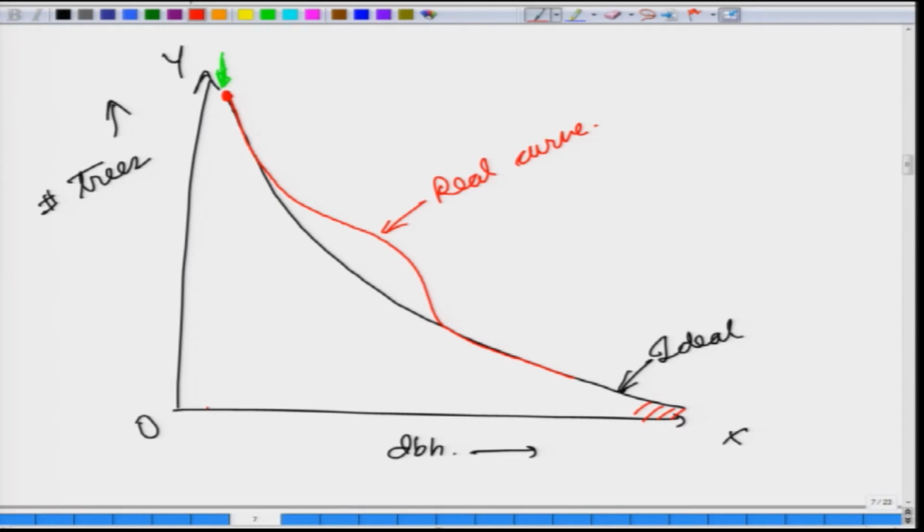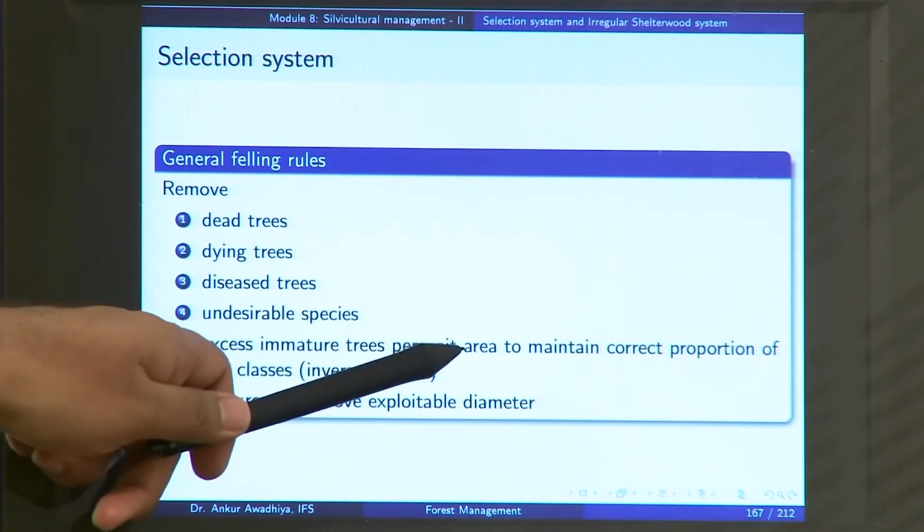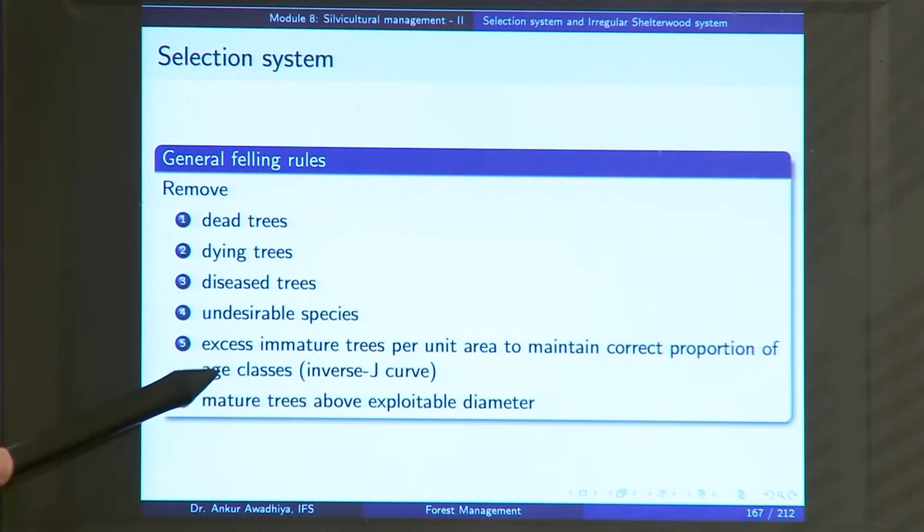Now, if you have a situation like this, the next preference would be these trees. You want to remove these many trees that are not completely mature, but are a deviation from your ideal curve. So, you are going to remove these trees as well when you are doing the harvesting. So, the fifth is excess immature trees per unit area to maintain the correct proportion of age classes. And then finally, after you have removed all these trees, the next preference is that of the mature trees above the exploitable diameter.